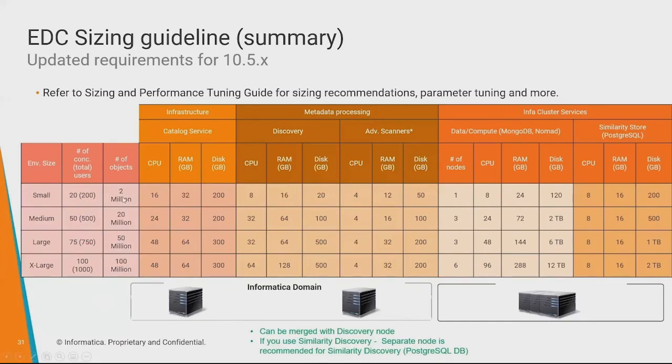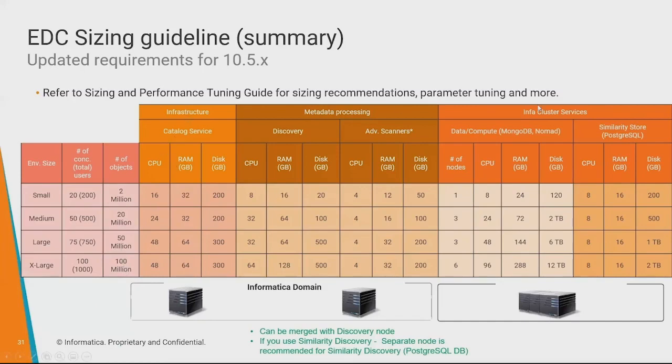So up to 2 million, it is small. Up to 20 million, from 2 to 20, it is medium, then to 50, and we have got large and extra large categories as well. Up to 50, it is large. Beyond that, it is extra large.